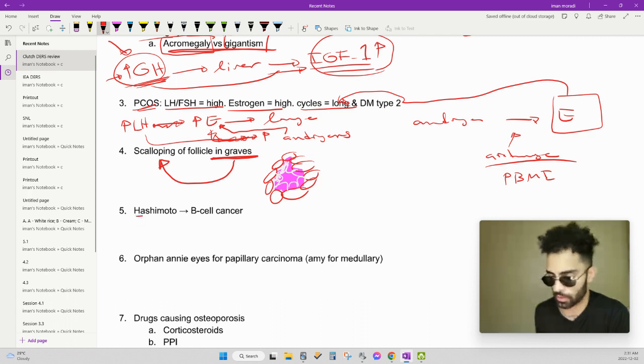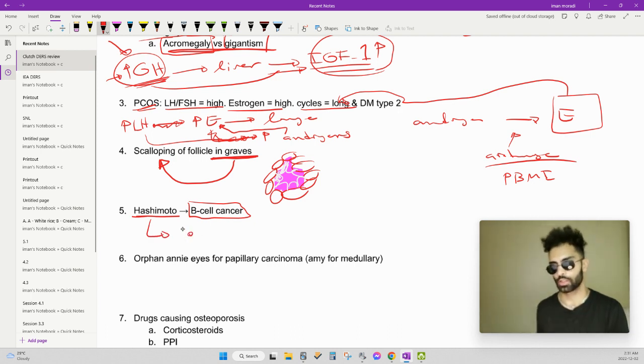The next concept is that in Hashimoto's thyroiditis, we have B cell cancer. It's not really hard to understand. In Hashimoto's thyroiditis, what you see is lymphoid follicles under microscopy. So anytime you have a situation where you're stimulating a particular type of tissue a lot, you get cancer of that type of tissue. And what's in follicles? B cells. So we get B cell lymphoma.